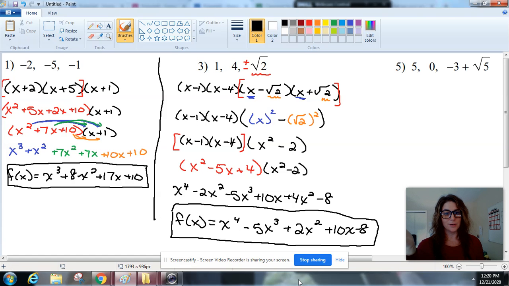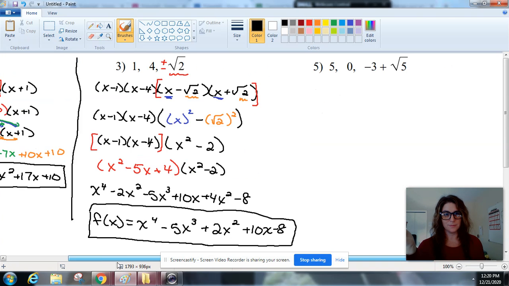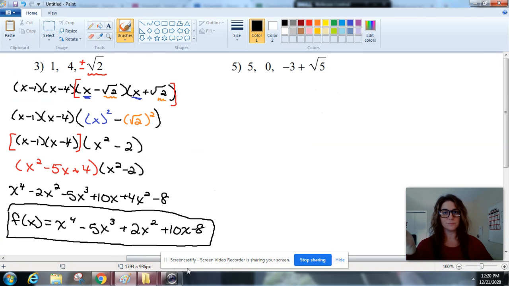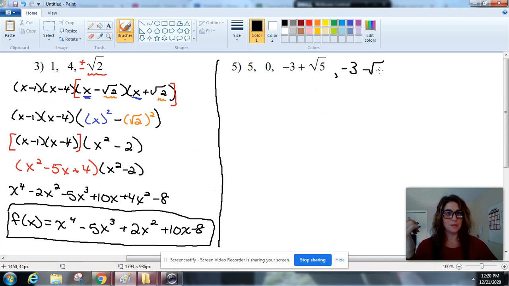Okay. All right, and our last one, number 5 over here. So again, same thing happens. I have 5 whole number, I have 0 whole number, and then I have negative 3 plus radical 5. That means I also need to include negative 3 minus radical 5 when I start listing these out. 5 comes from x minus 5. 0 comes from just x. If it makes you feel better, you can write x plus 0.